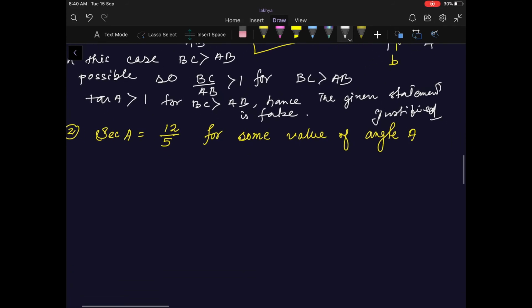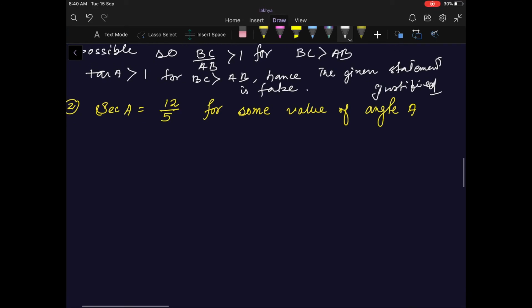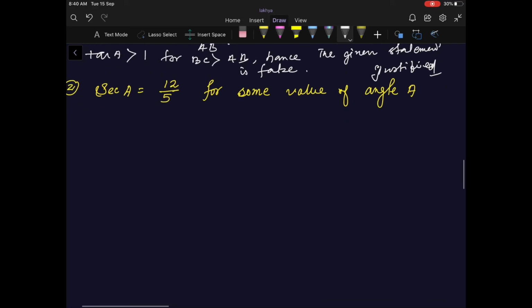So next one is sec A is equal to 12 by 5 for some value of angle A. So is this true or false? Let us take another right angle triangle again, ABC, where B is the right angle. For angle A we consider BC as perpendicular, AB as base, and the side opposite to the right angle is always hypotenuse. So perpendicular must be opposite to the angle we have taken here.